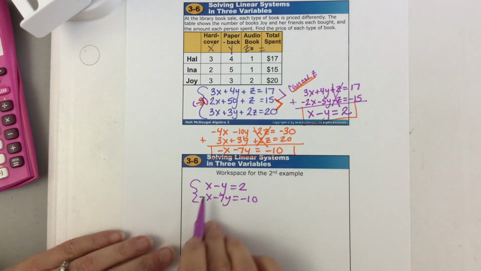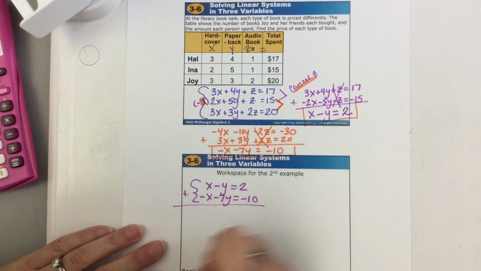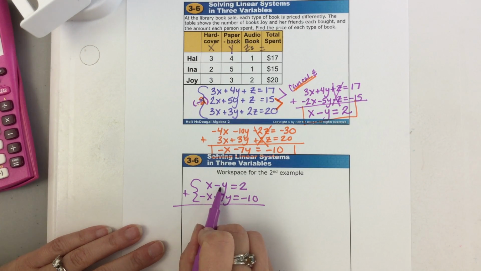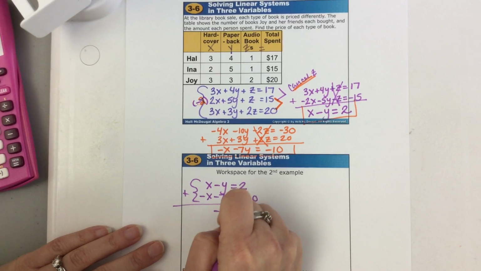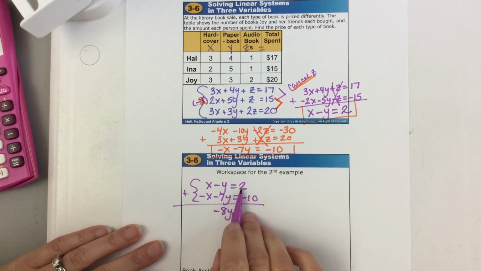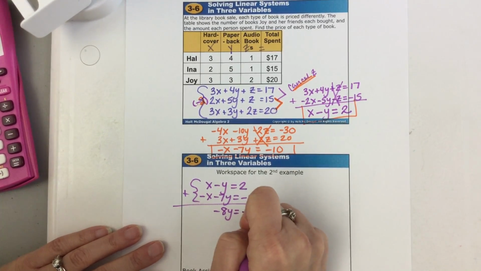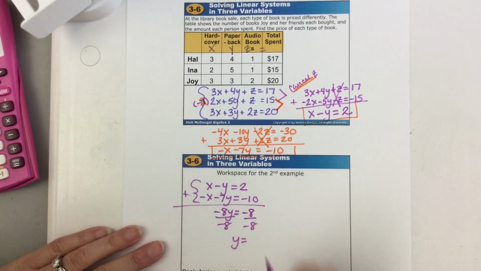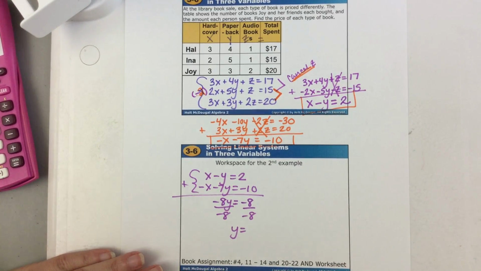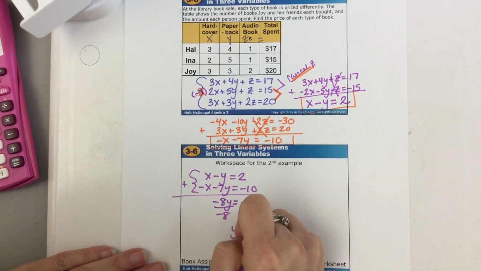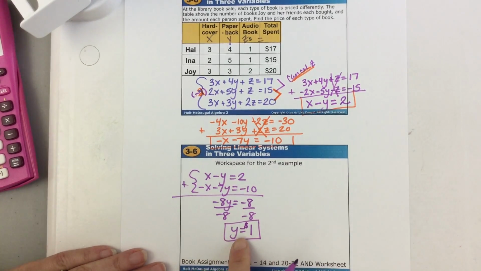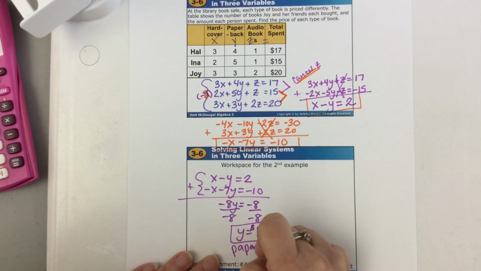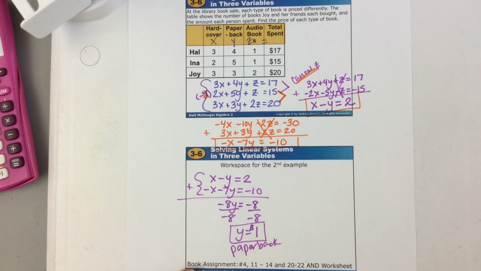Check this out. If I go ahead and add these right away, the x's cancel. Positive x, negative x cancels. Negative 1y minus 7y is negative 8y. Positive 2 combined with a negative 10 is negative 8. If I divide both sides by negative 8, negative divided by a negative is a positive. 8 divided by 8 is 1. Again, we're talking about the price. y is a paperback book. So if you buy a paperback book, it's going to cost you $1.